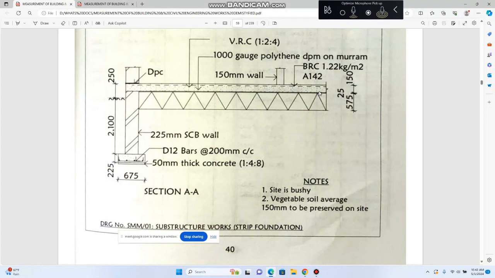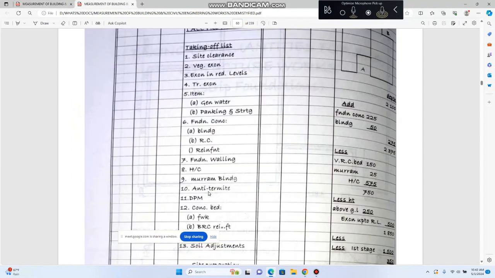Then on top of the blinding, we always do the anti-termite treatment. The anti-termite treatment is always done before we even lay the DPM, so that we can lay the concrete. So we always remember to do the anti-termite treatment, because if we do not do it, termites will start coming up the building. So we always do it after the maram blinding.